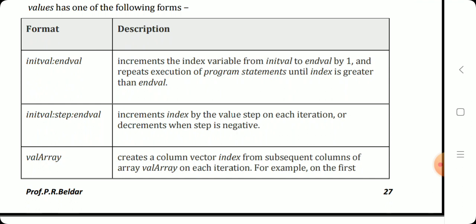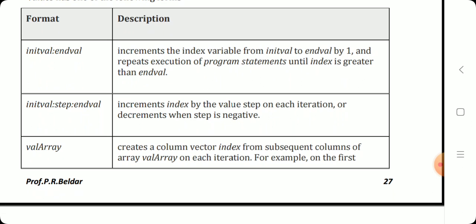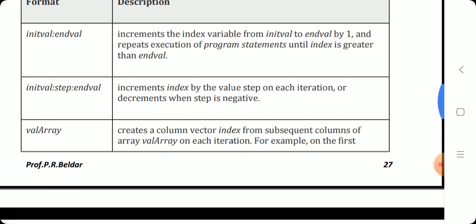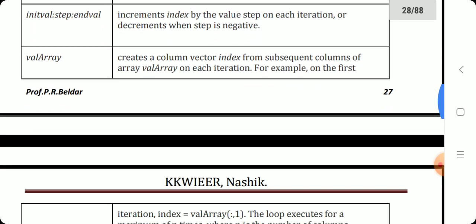In case of the first example, if you want to perform from 1 to 10 iterations, then it will be 1, 2, 3, 4, 5, 6 up to 10. In the first case the increment will be 1. In the second case you have to define the increment, positive increment as well as negative increment. The third will be a value array. It creates the column vector index from the subsequent columns. We will understand these from the following examples.